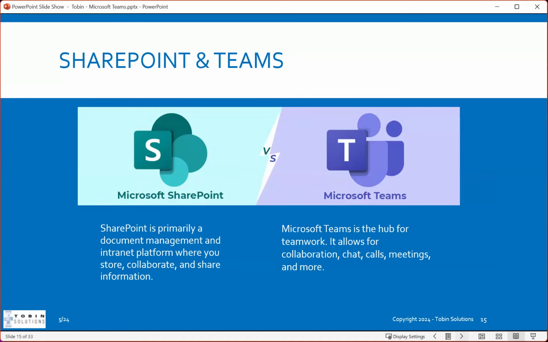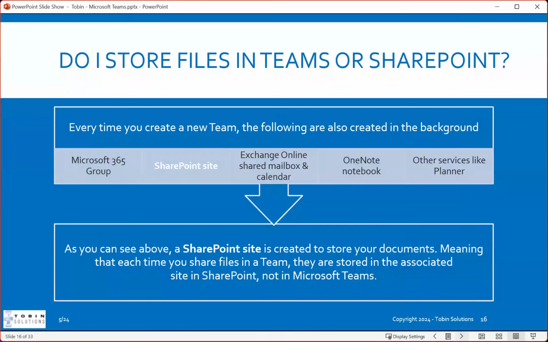So let's talk about the distinction here. Microsoft has two products. One is called Microsoft SharePoint, and one is called Microsoft Teams. SharePoint is primarily used for document management, and it's also an intranet platform where you can put other kinds of information, share information, and things like that. Teams is that hub, that platform, where you can collaborate and chat, but it actually doesn't store that stuff inside of Teams. And that's where a lot of people get hung up: where is my document? Is it in Teams? Is it in SharePoint? So let's look at that.